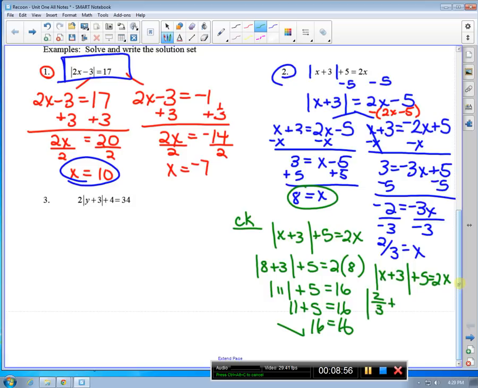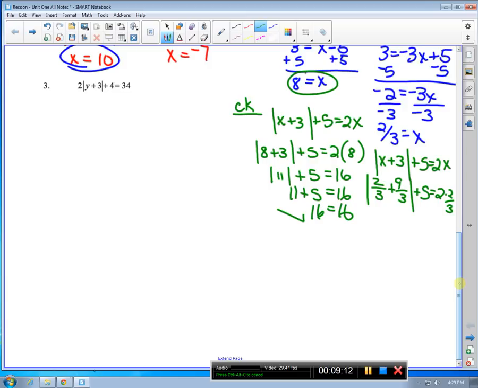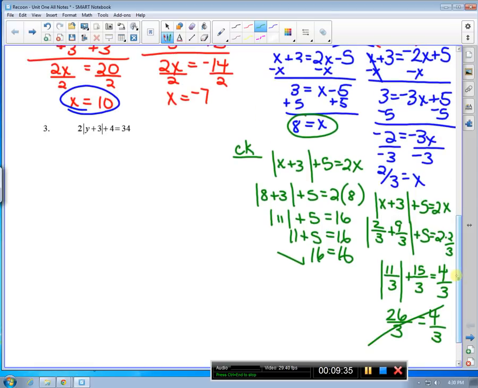I'm going to switch to thirds for 3. And 2 times 2/3. Just running out of room. Let's see, extend my page a bit. There we go. So I have the absolute value of 11/3 plus, I'm going to change my 5 to thirds also, 15/3. That's going to be 26/3 equals, and on this side we get 4/3. So we have a situation where it does not check.